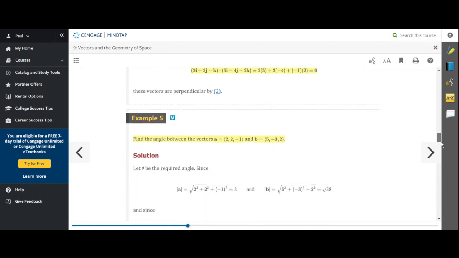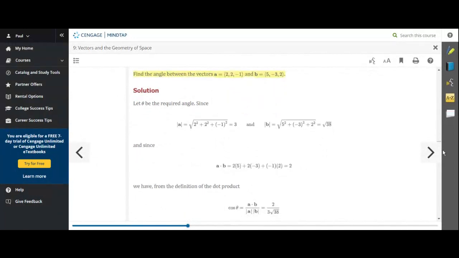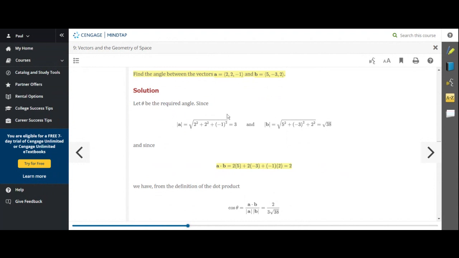So what you do is you have to use the two definitions of the dot product to get to the answer. First of all, you compute the dot product using the dot product in component form. And we find that the dot product between these two vectors A and B is equal to 2.